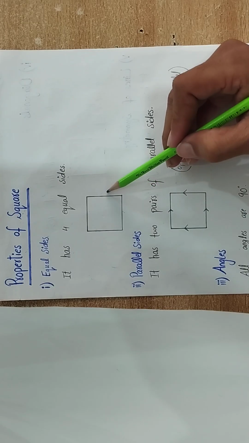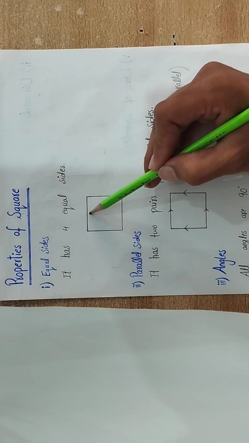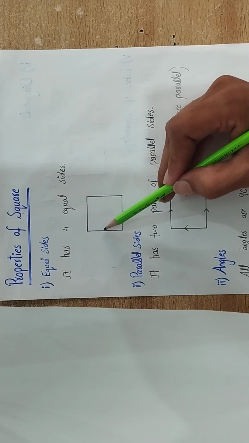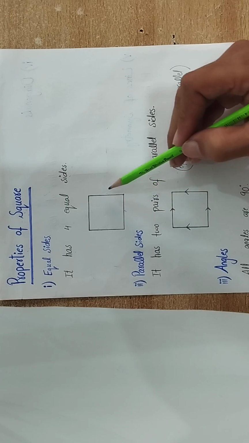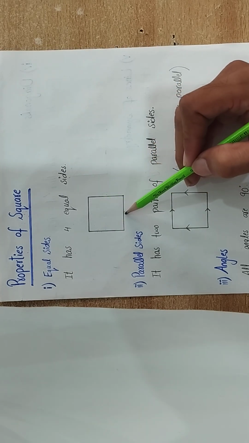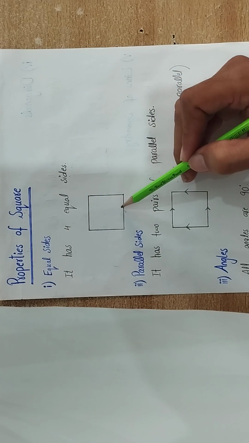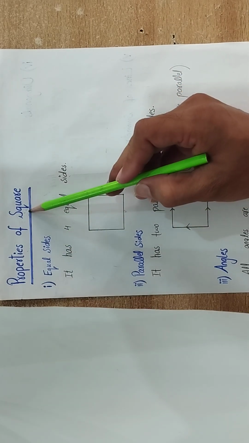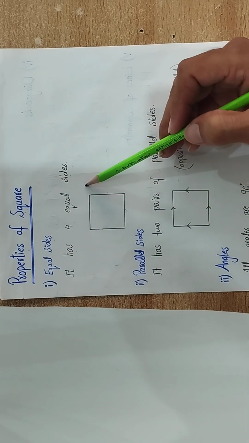It means if this line is 5 centimeters, this one must also be 5 centimeters, this one will be 5 centimeters and this one will be 5 centimeters. So whatever length one side has, the other sides will also have the same length. So all the sides are equal. This is the first property. We have studied equal sides. The square has four equal sides.